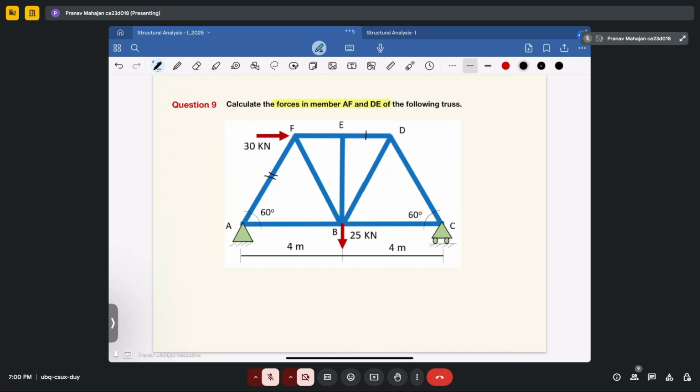Same method. Start with calculating the reactions. So you have RA here, HA here, and RC here. Okay. Take summation of forces in the horizontal direction equal to 0. So what will you get? You will get HA plus 30 equal to 0. That means your HA is equal to minus 30 kilonewton.